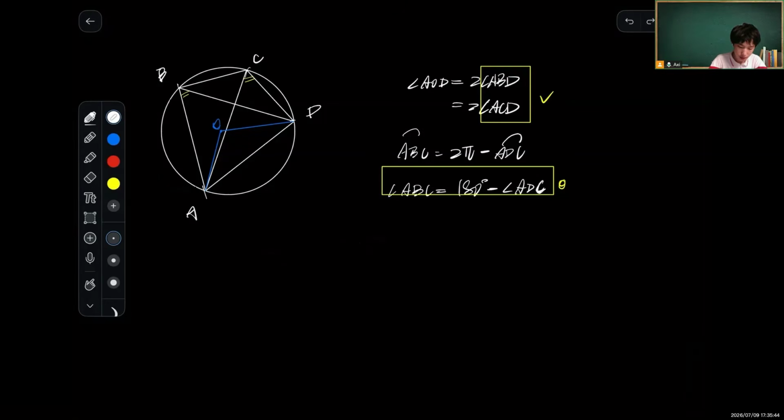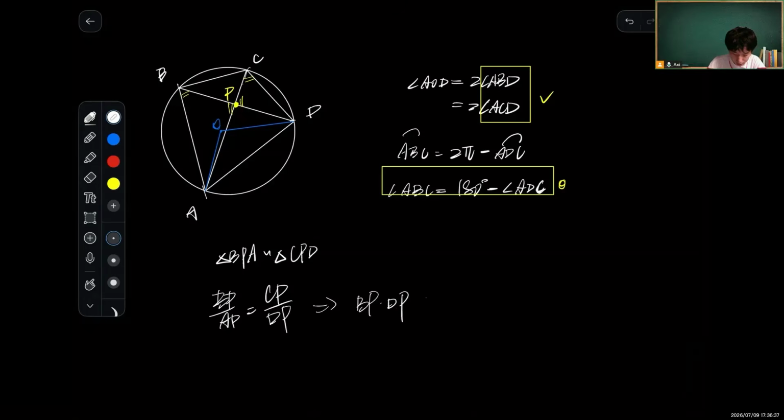And the reason I say so is, remember, we already have one pair of equal angles, and this, of course, is definitely equal. And suppose the intersection here is P. Then we have triangle BPA is similar to triangle CPD. And what this gives us is BP over AP is equal to CP over DP. That means BP multiplied by DP is equal to AP multiplied by CP. In fact, what it means is given any line passing through P, suppose it intersects at X and Y, then PX times PY is a constant value, given P is a fixed point.